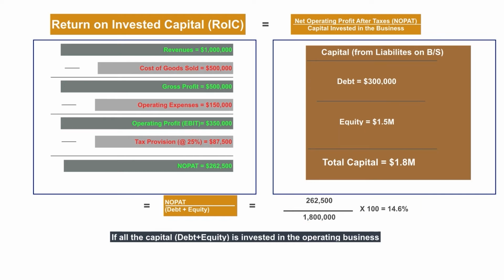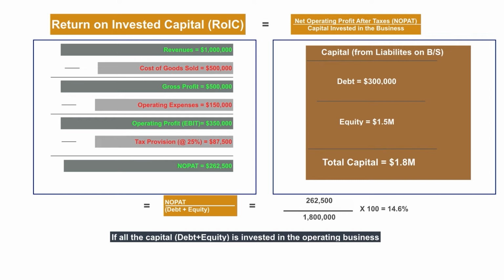Now, return on invested capital is again a very important metric, and if you have read or listened to Warren Buffett, you'll hear him talk about this a lot, because it is this return on invested capital that decides whether the management is adding value to the shareholders or the management is destroying value. So it's very important for this return on invested capital to be higher than the opportunity cost of this capital.